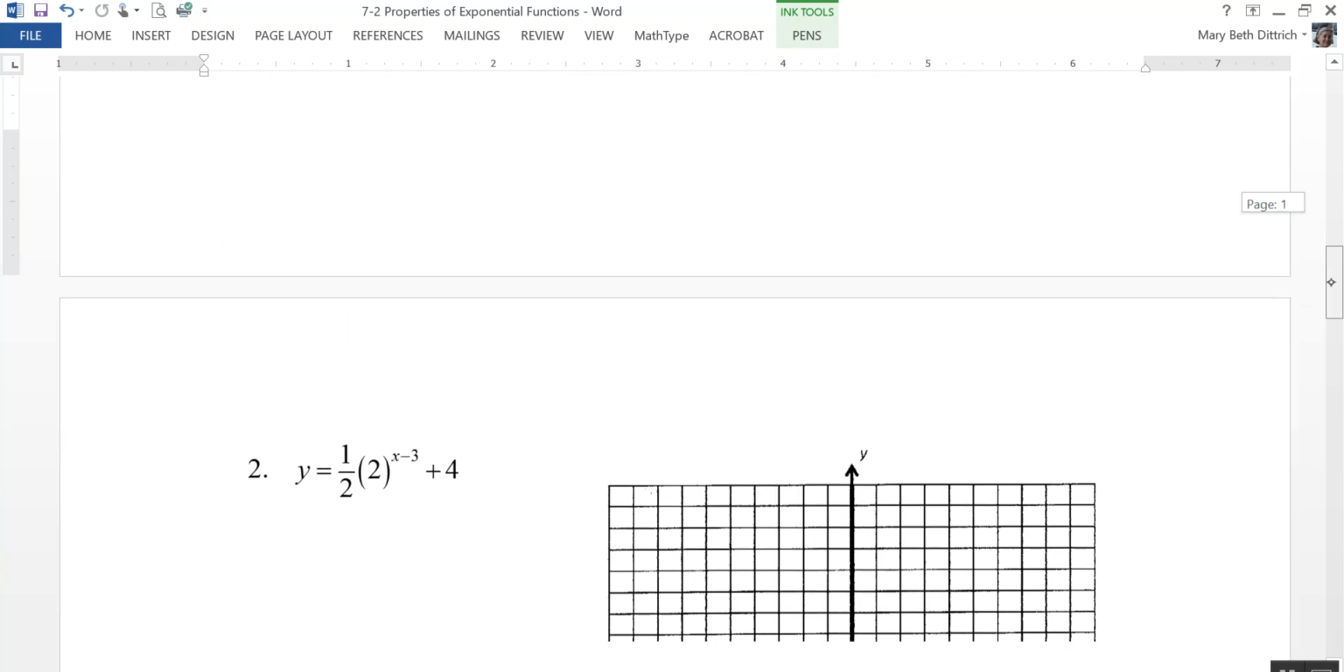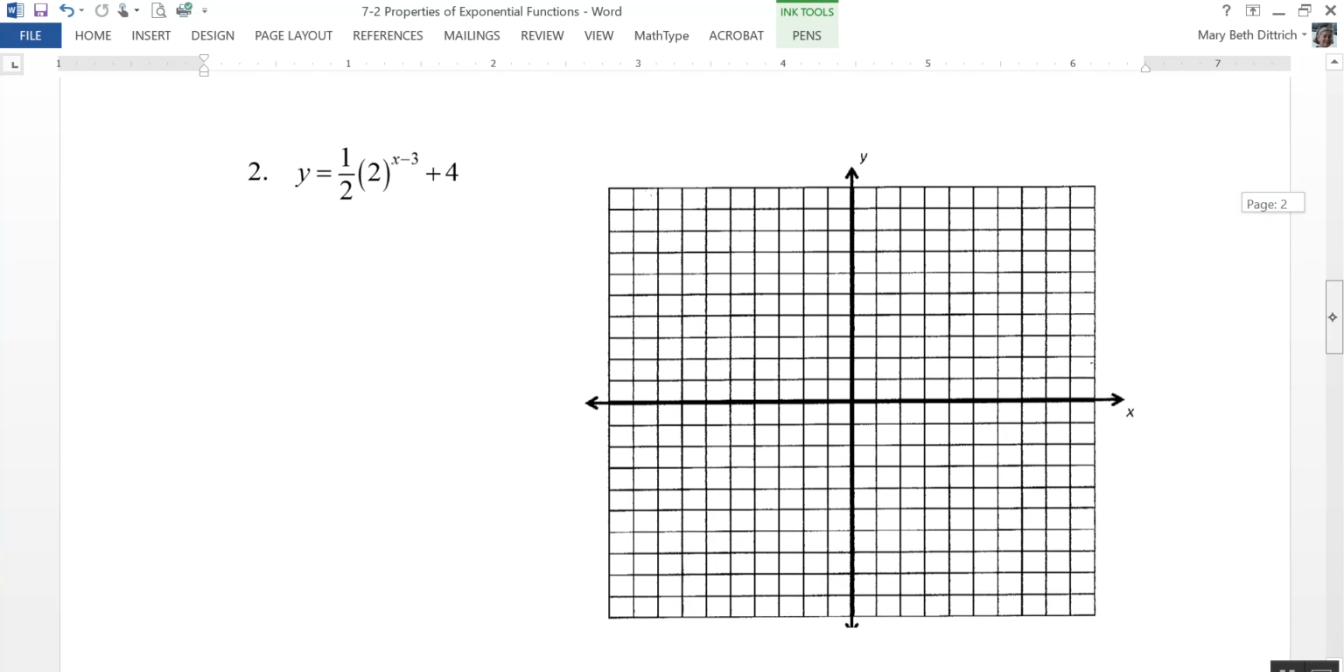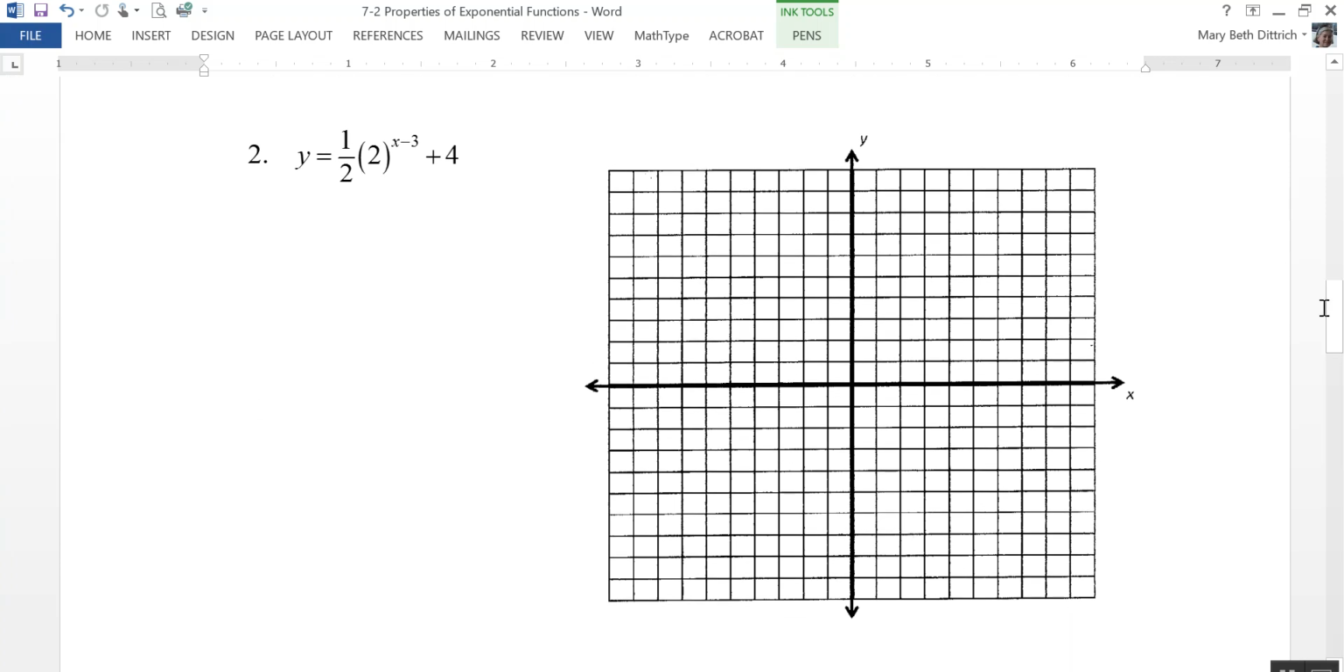Let's try one now that combines a lot of different transformations. And I know this looks scary, but we can do this. So we're going to start with our parent. We have y equals 1/2 times 2 raised to the power of x minus 3 plus 4. So I'm going to start with my parent function, y equals 2 to the x. Make a little table of values for that: negative 2, negative 1, 0, 1, and 2. It's a good starting point. And I know I'm going to need a few more here, so let's do 3 and 4 also.